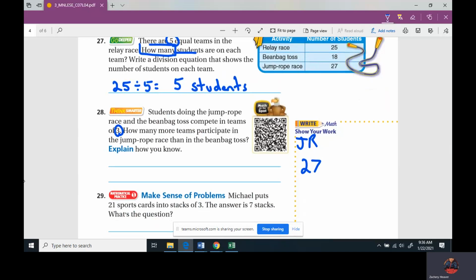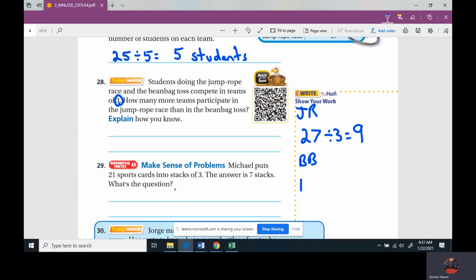3. So, how many teams do we have with jump roping, Annie? 9? Is that what you said? Okay, yep, you're right. So we have 9 jump rope teams. Now, Peyton, the beanbag toss has 18. So I'm going to do BB for beanbag. And the beanbag has 18 people. And again, how many's on a team? 3. So Peyton, how many beanbag teams are there?